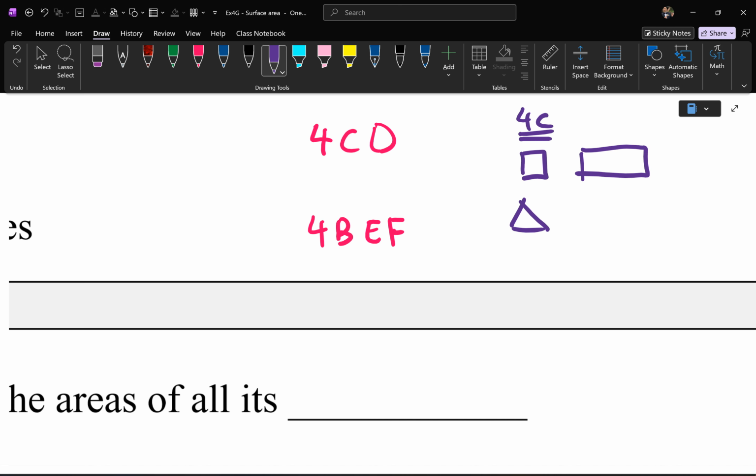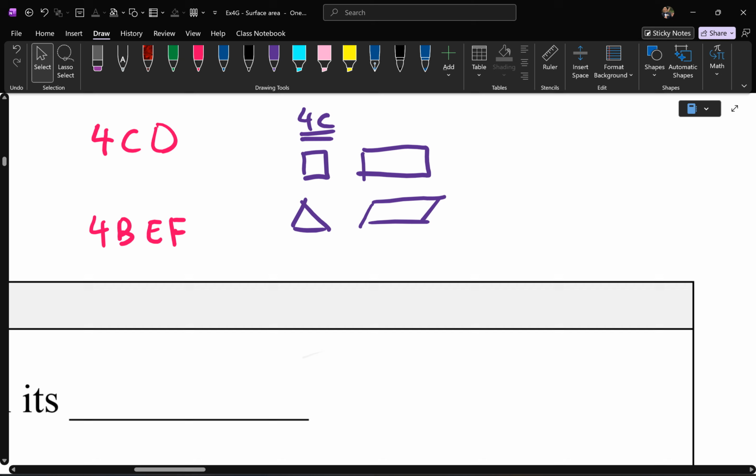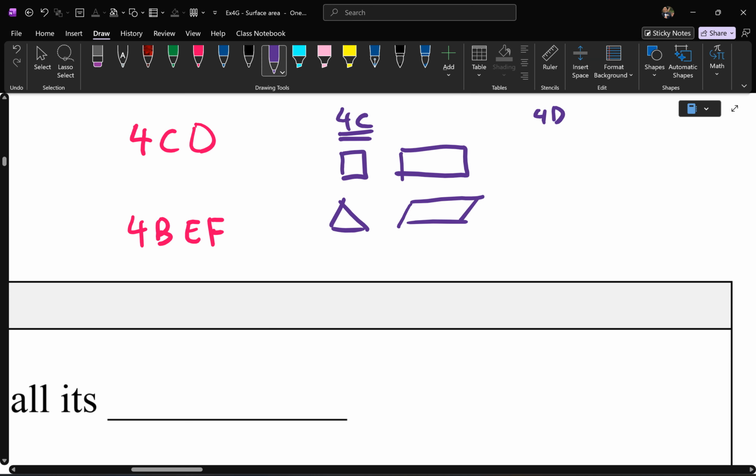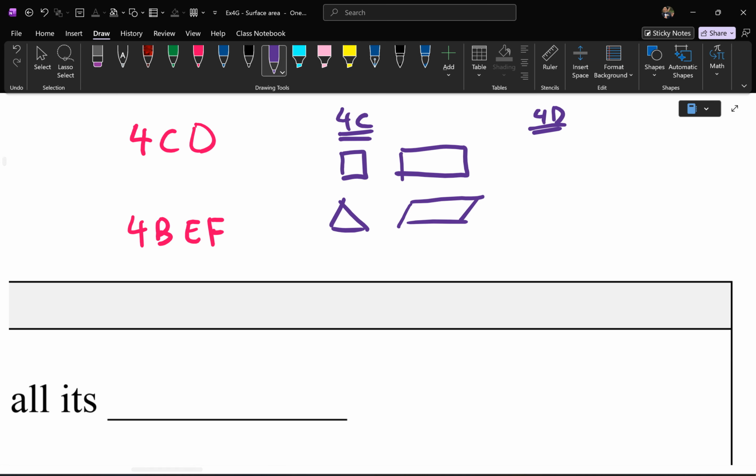That's 4C. There's still one more basic shape that we're missing in 4C. What's another one? Parallelogram. Very good, parallelogram. So a tilted rectangle, that's 4C. Then we go into 4D, it's just adding on some newer shapes, some little nuances to it. So those are the 4 you needed to know: square, rectangle, triangle, parallelogram.